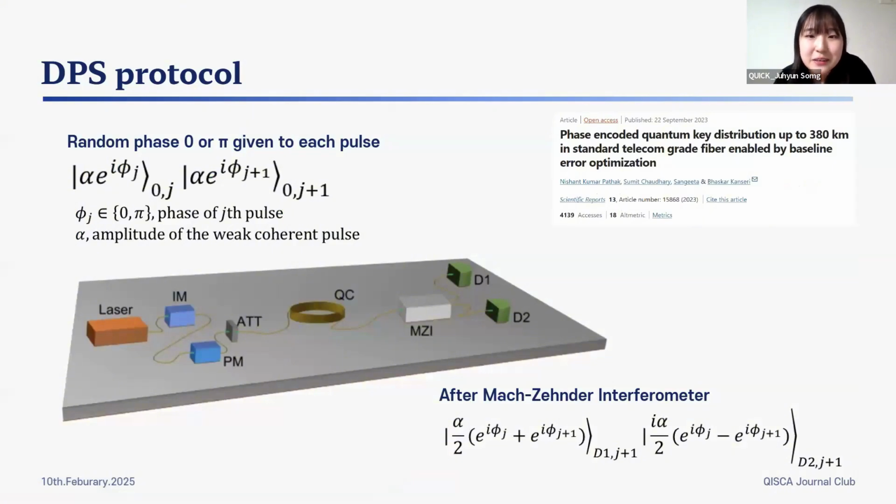This is the mathematical representation of the DPS protocol. Over here, this is the J state, and this is the state of J plus 1. Phi means the phase of the pulse, and alpha is the amplitude. After the interferometers, it becomes like this. This means that detector 1 would look for the constructive relationship, and detector 2 will look for the destructive ones.